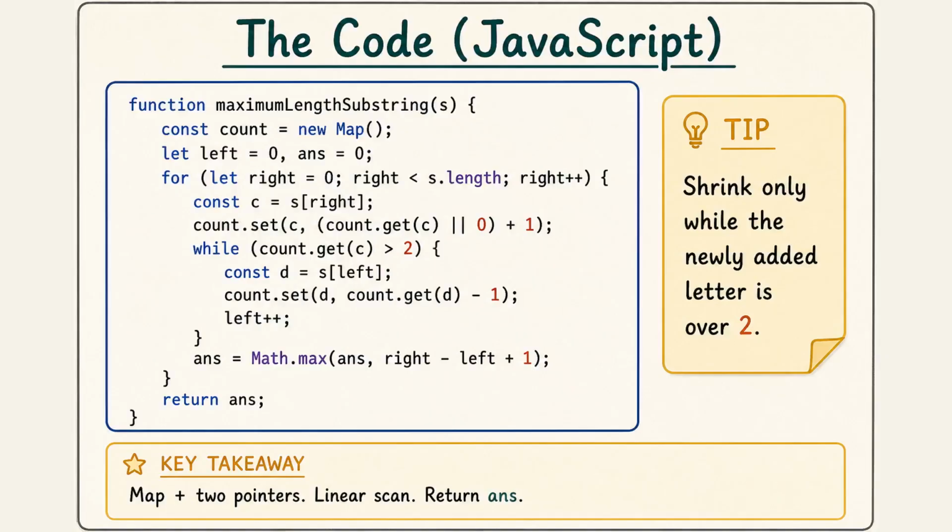In JavaScript, use a map for counts. Initialize left and answer to 0. Loop right across the string. Let C be the character at right and increase its count. While the count of C is greater than 2, decrease the count of the character at left, then increment left. Update answer with the current window length. Return answer. Shrink only while the newly added letter is over 2.